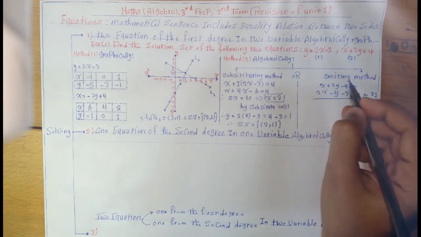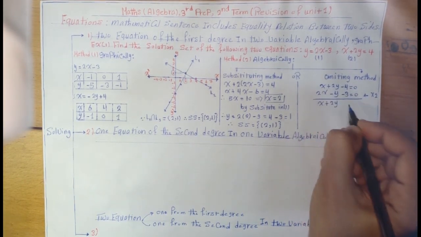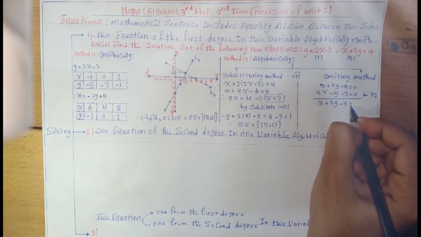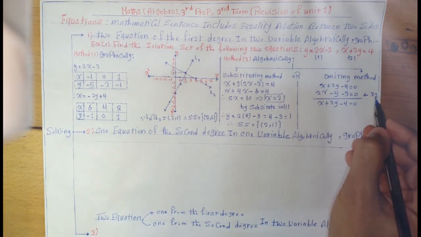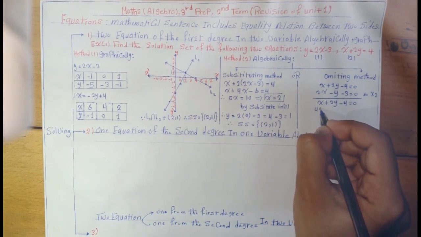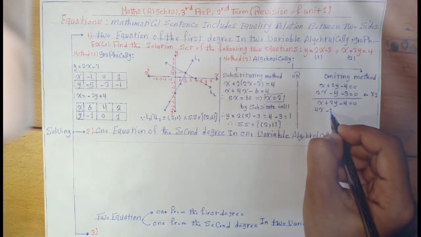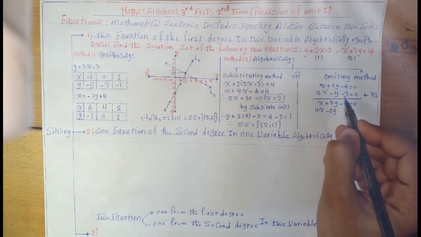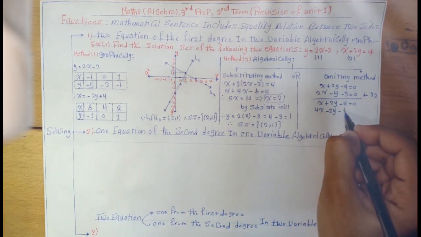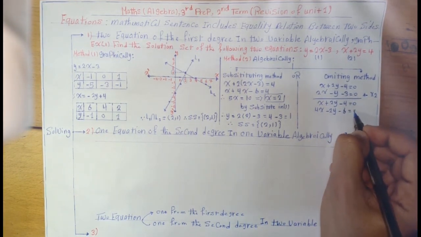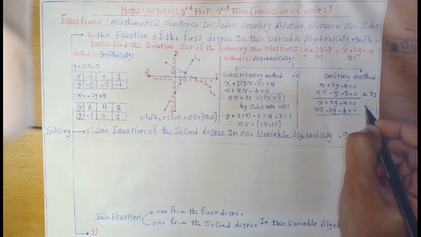So let's write the first equation: x plus 2y negative 4 equals 0, and the second equation: 2 times 2x equals 4x, negative y times 2 equals negative 2y, negative 3 times 2 equals negative 6 equals 0. And then make addition between these two equations.